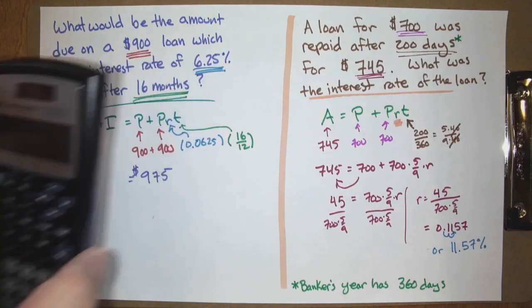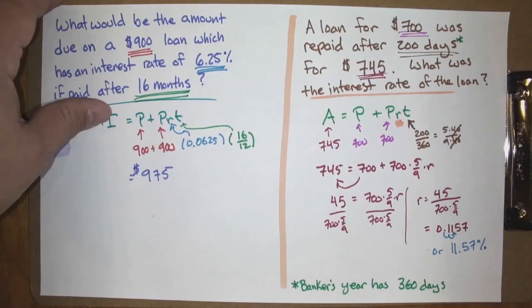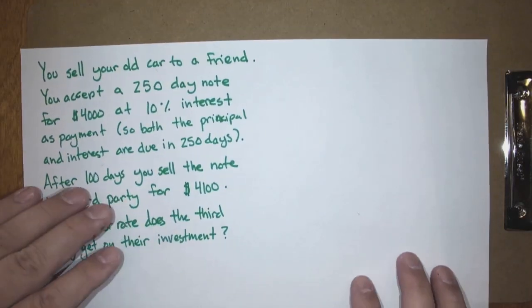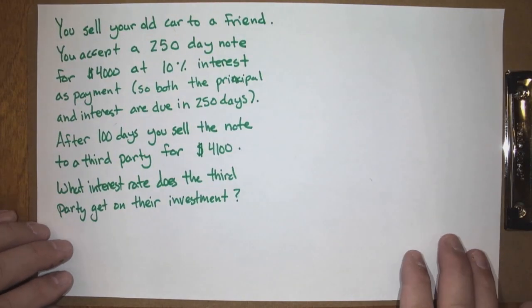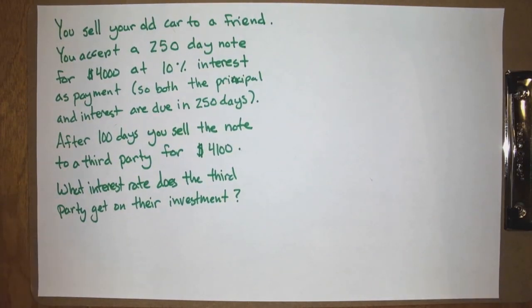So yeah. Okay. Well, now that we got our warm-ups out of the way, let's kick it up a notch. You sell your old car to a friend. You accept a 255-day note for $4,000 at 10% interest as payment.